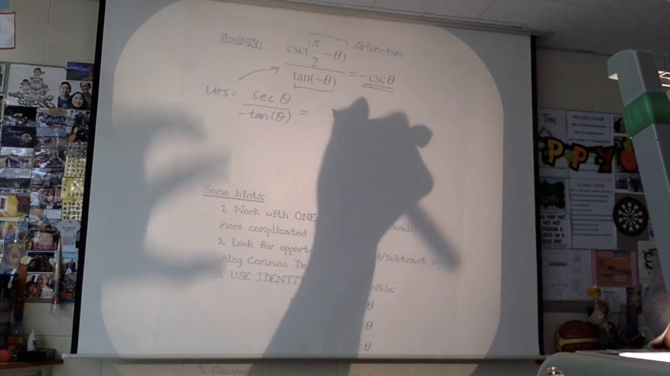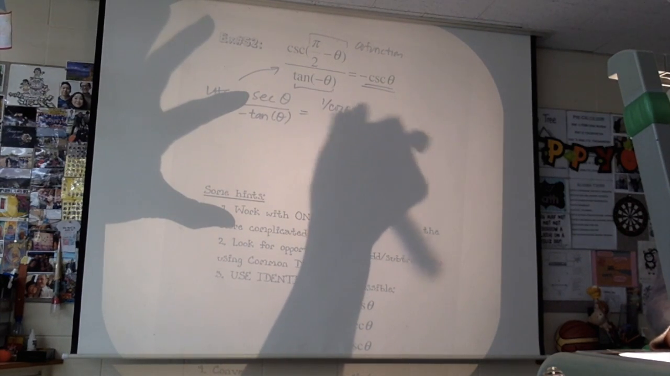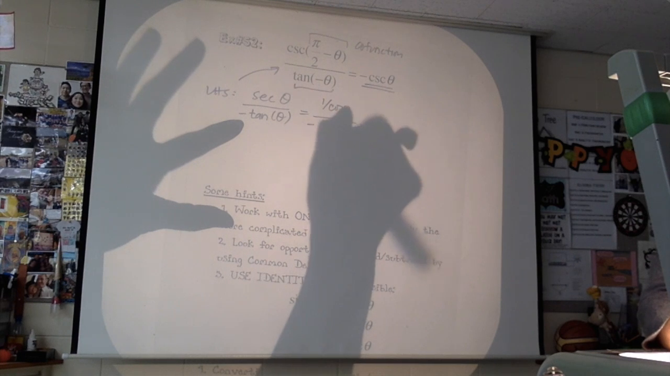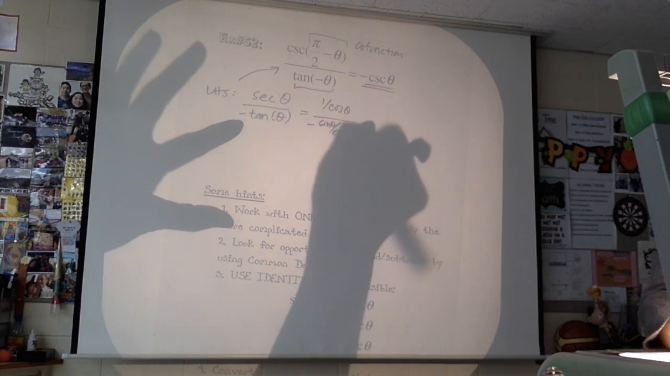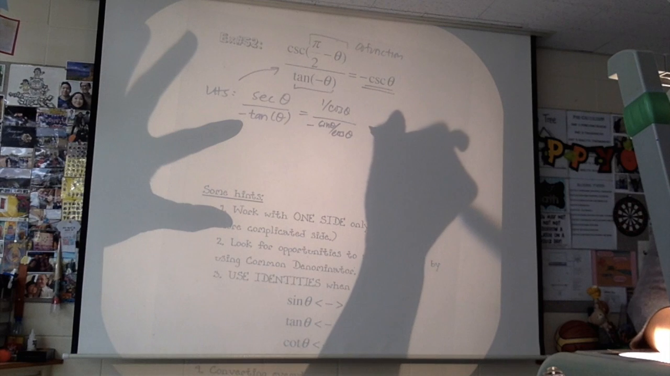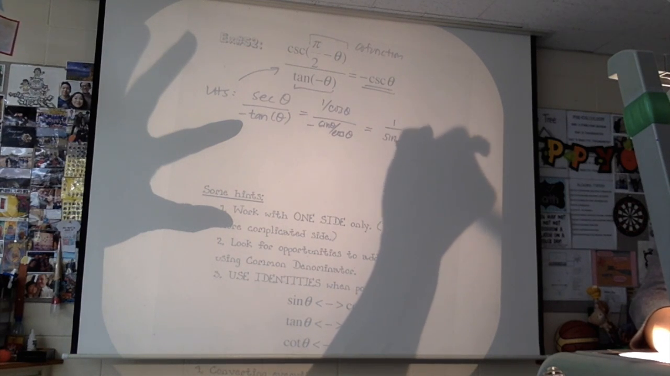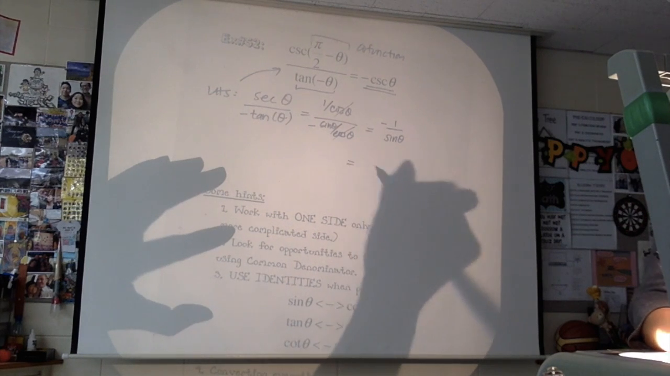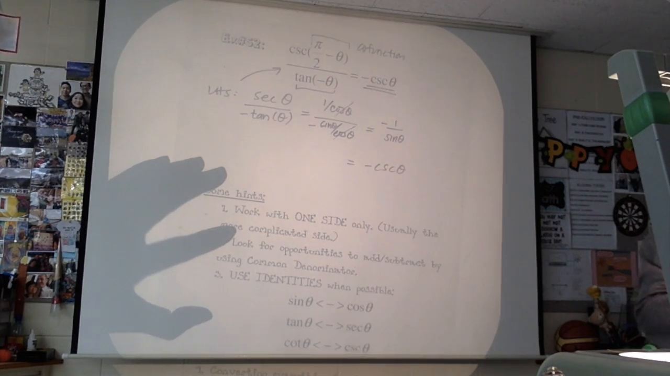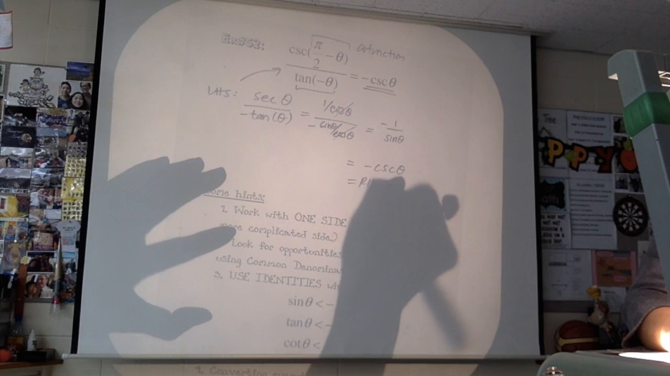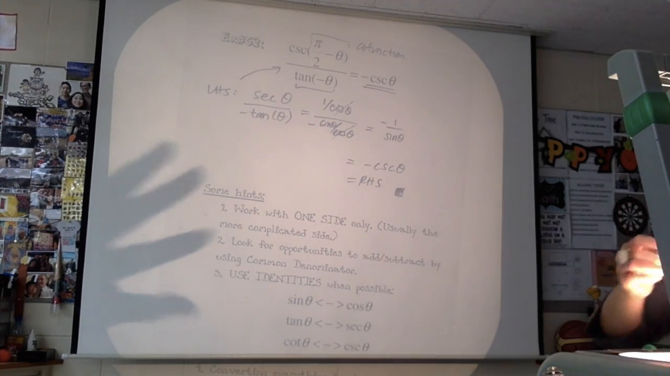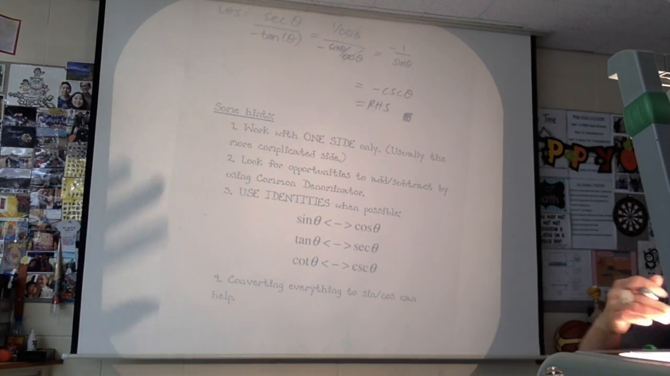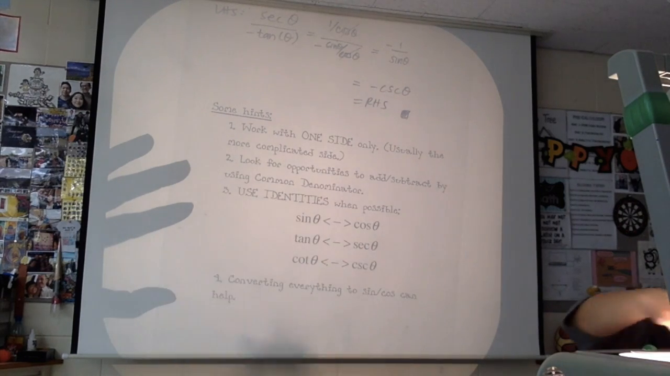Okay? But isn't this actually 1 over cos theta? And isn't this actually negative sine theta over cos theta? And when I do the division here, I'm left with 1 over sine theta, because the cosines go away. But that's actually negative cosecant theta, which is actually the right-hand side. Easy peasy. And here, you guys, stop the video and jot this down for yourself.